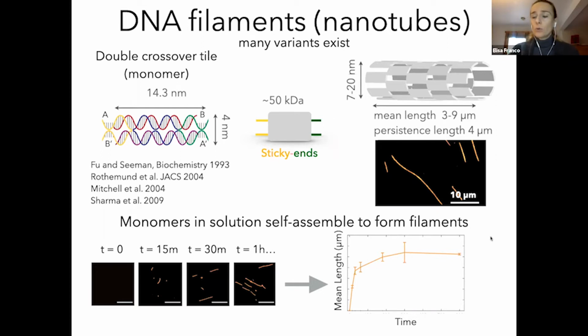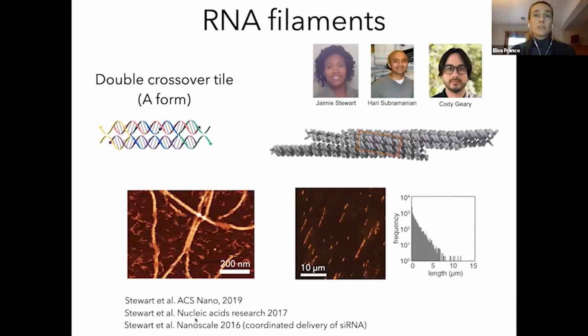As a side note, you can make similar nanotubes also with RNA. We have shown that in a series of papers. These are a bit more tricky to obtain. You need to adapt the geometry of the tile to helices in A form. And the RNA is more sticky, so we had trouble growing these nanotubes, but we can form them, and they have similar length. But this is kind of like a side note.